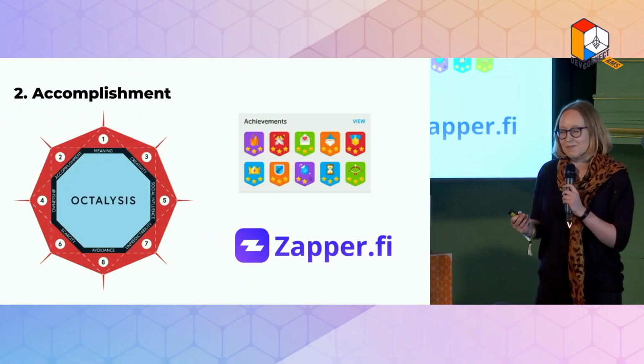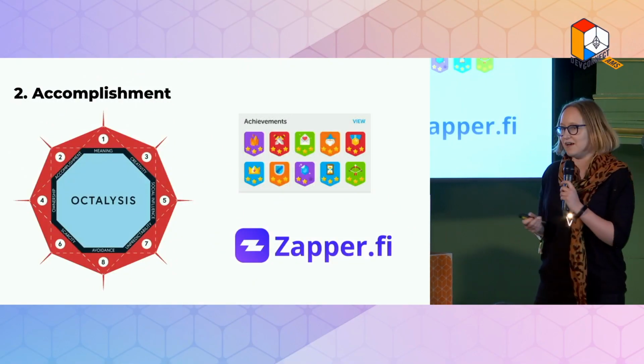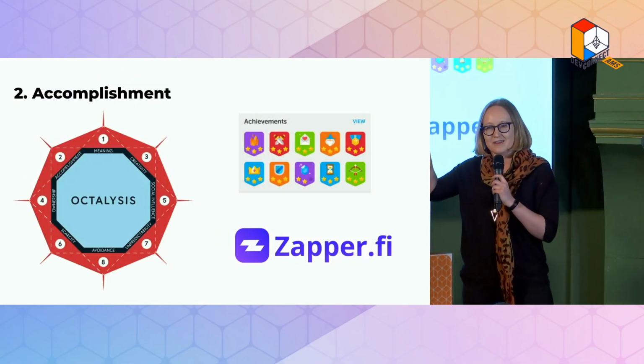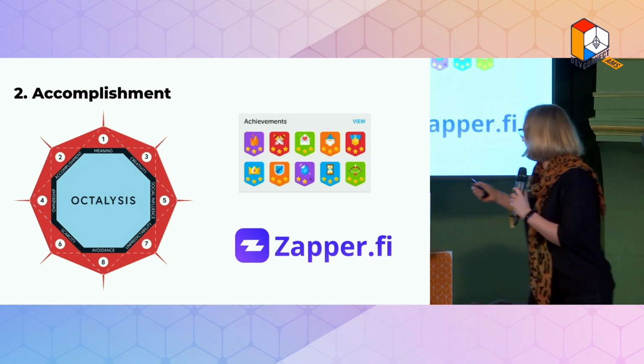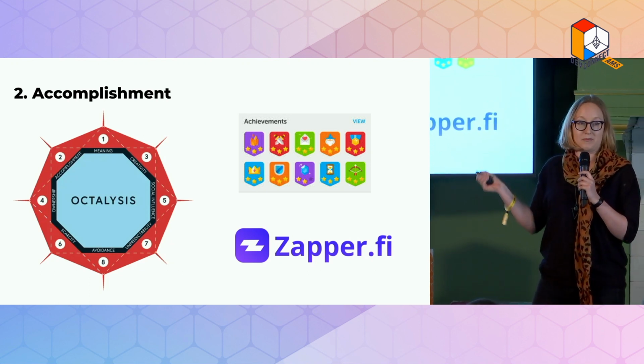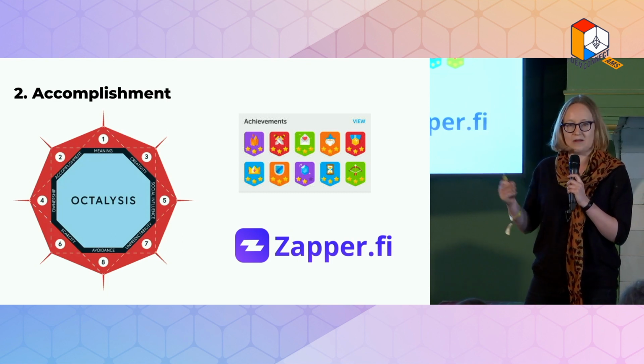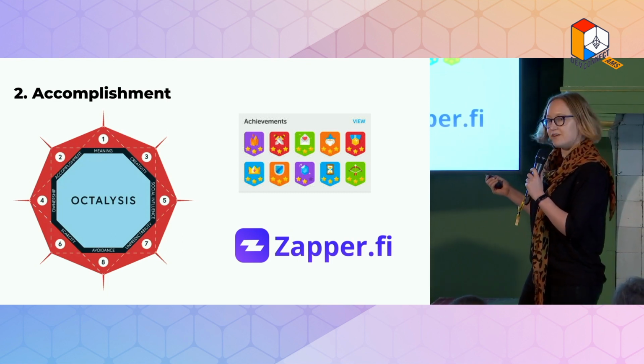Accomplishments, this is pretty much your typical classic gamification. You've got your badges. Duolingo, I think, definitely does this brilliantly. We've also seen Zapper do a great job of this with the quests. As you level up and complete new things, your profile goes up.